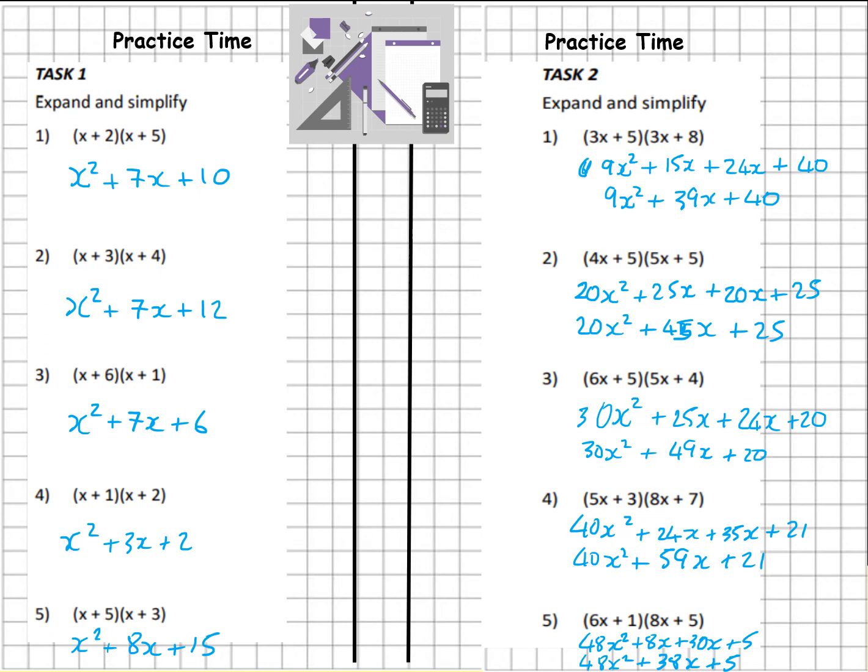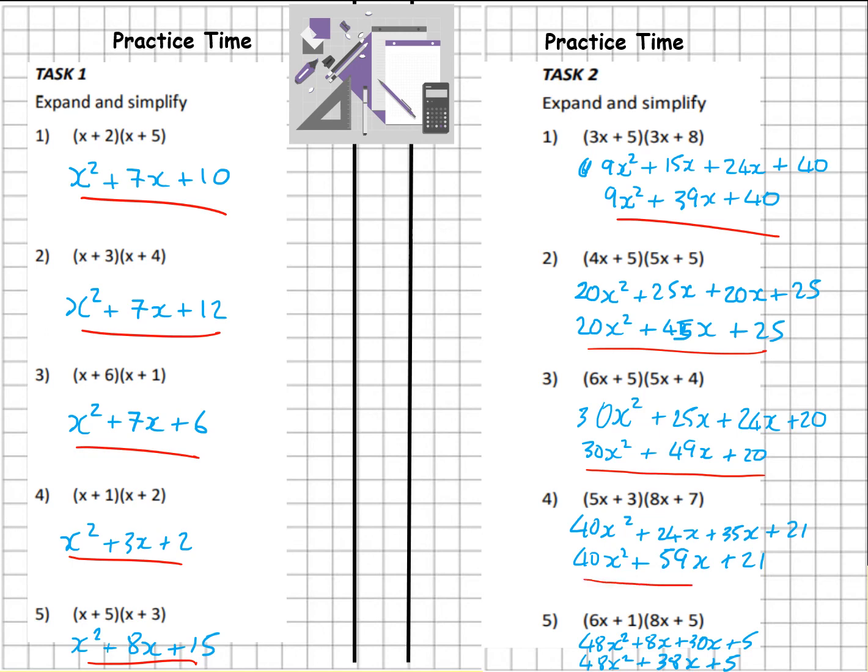Hopefully then you've managed to get most of those answers correct. So we've got our left hand side answers here, and we've got our right hand side answers over here. So that is the final simplified version.